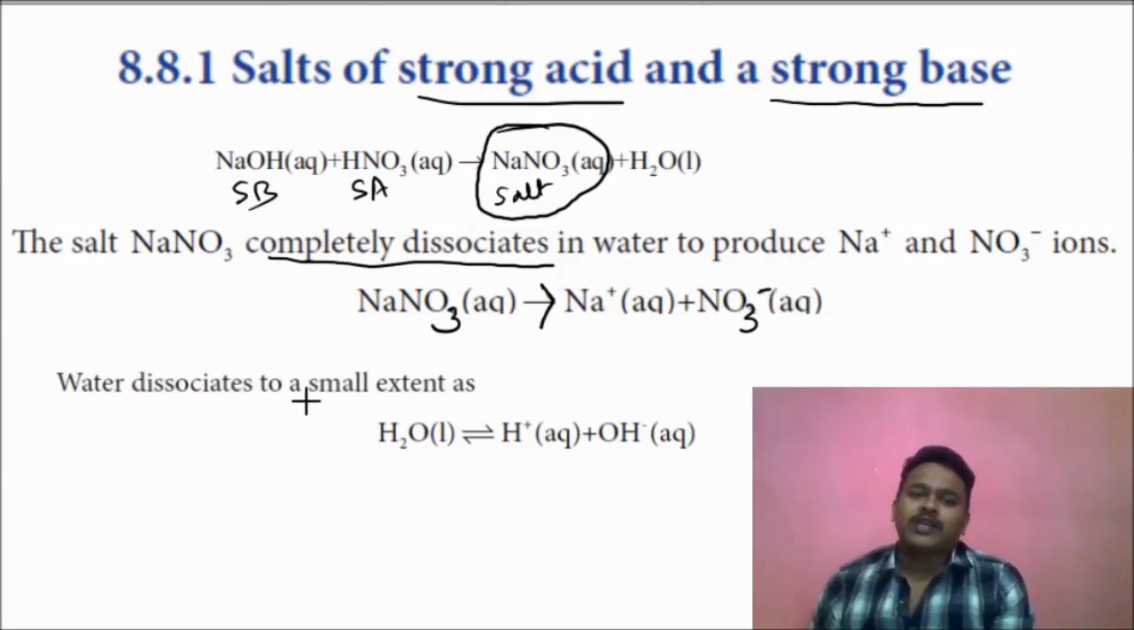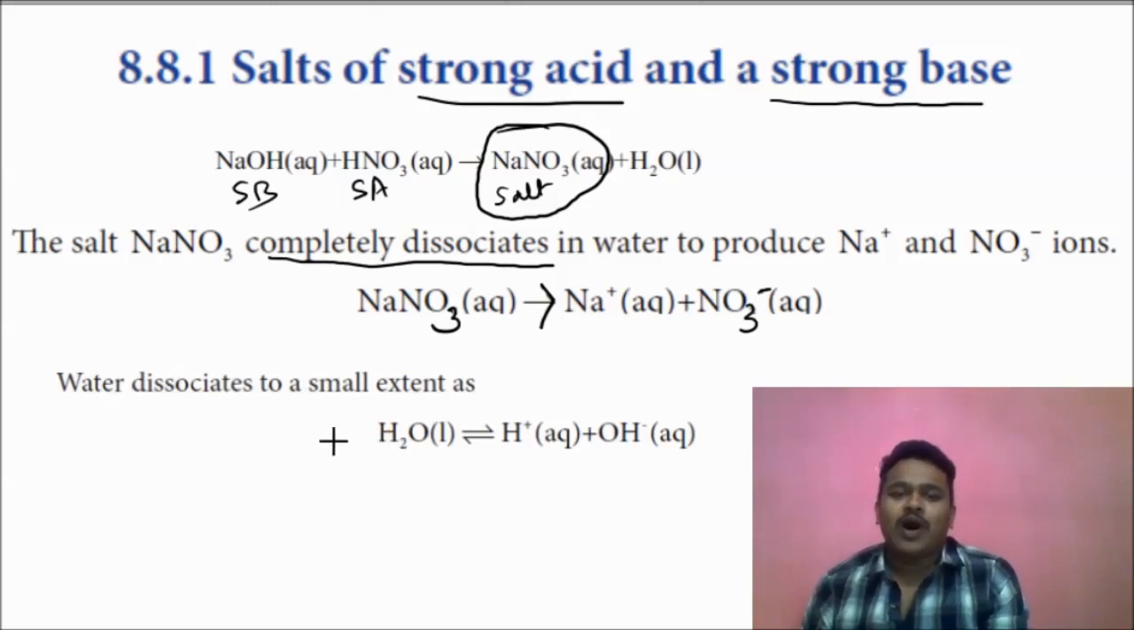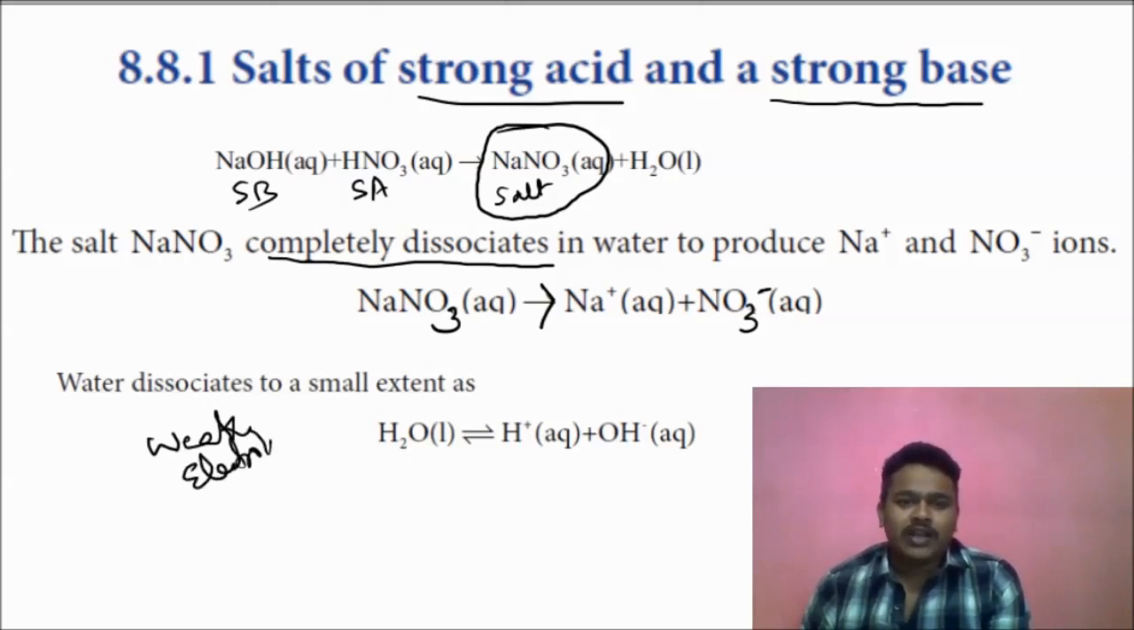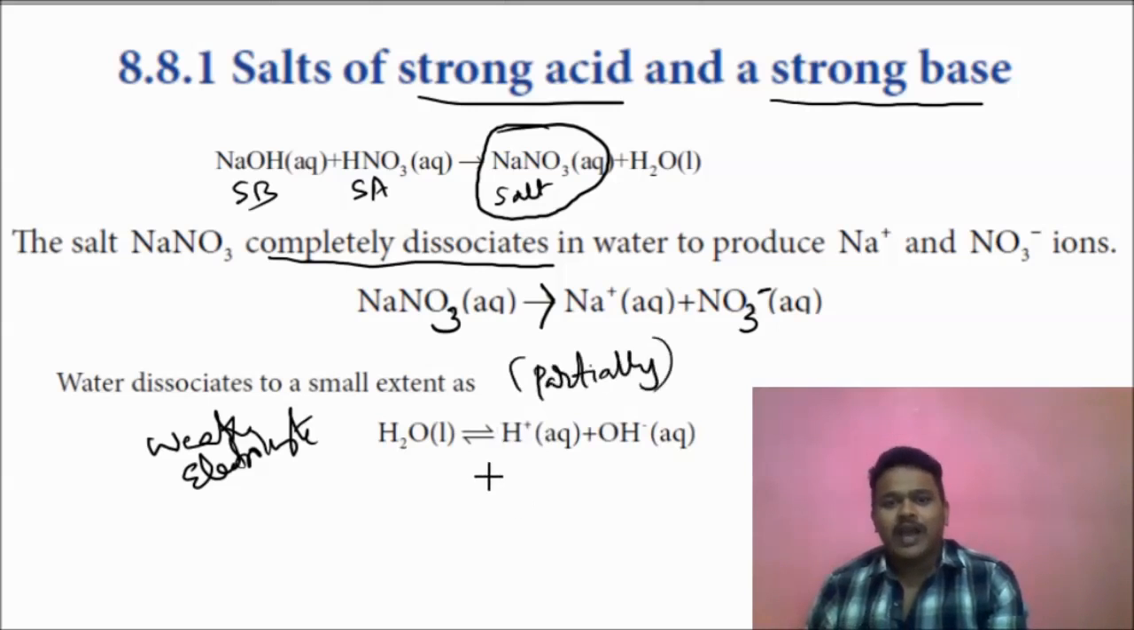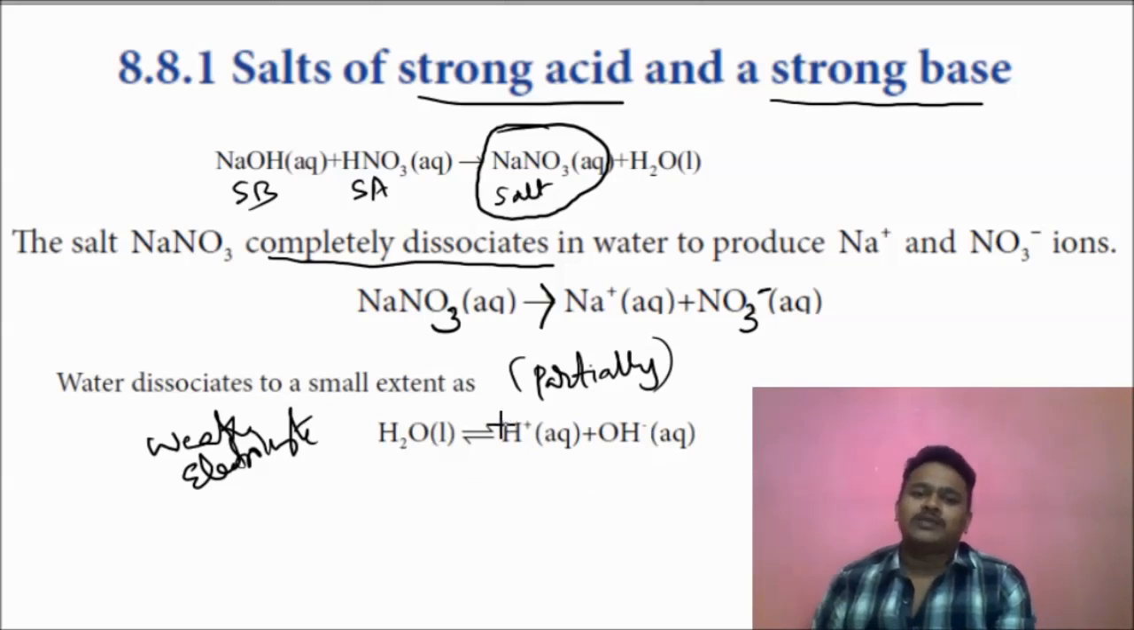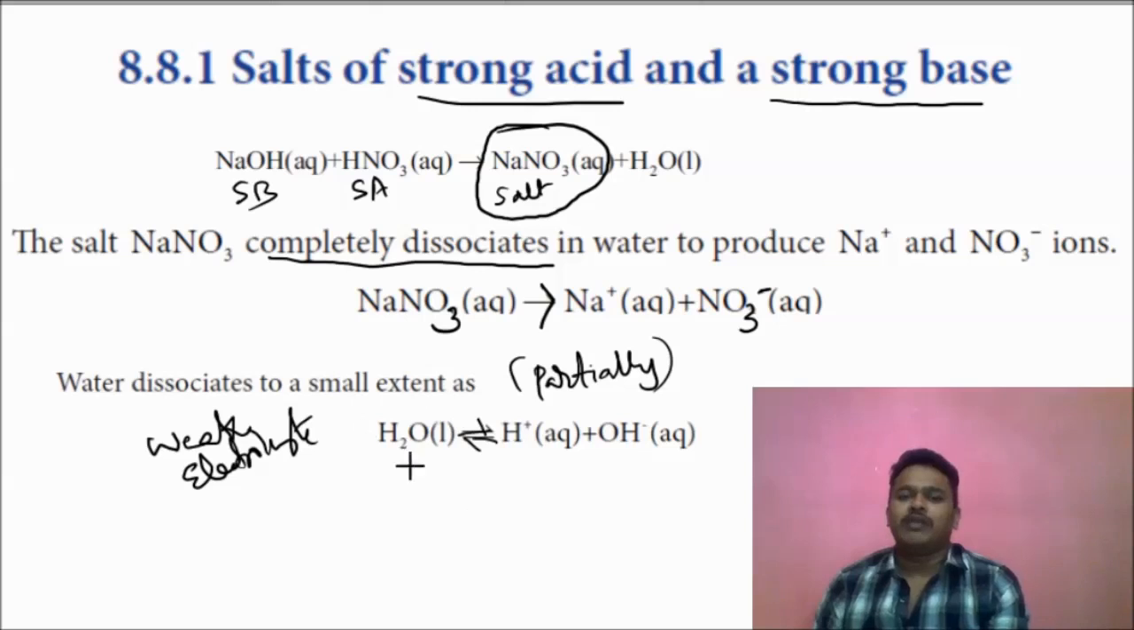Also, water dissociates to a small extent because water is a weak electrolyte. Based on experimental results, it is proven as a weak electrolyte. That means H2O converts into H plus and OH minus only partially. Small extent means it is converting into its ions partially only. That is why I have given a double arrow here. There will be an equilibrium here.